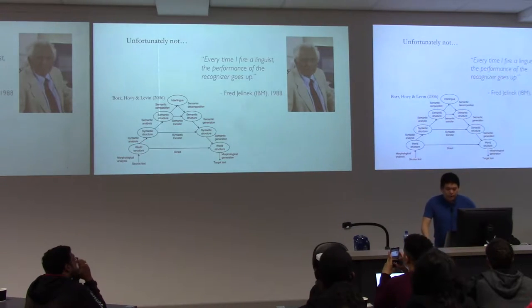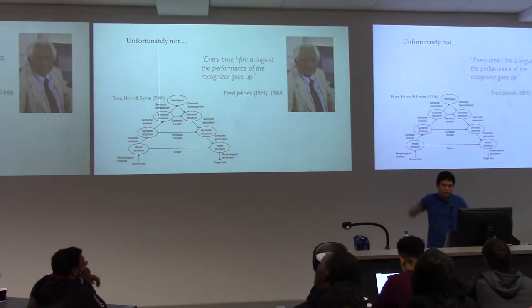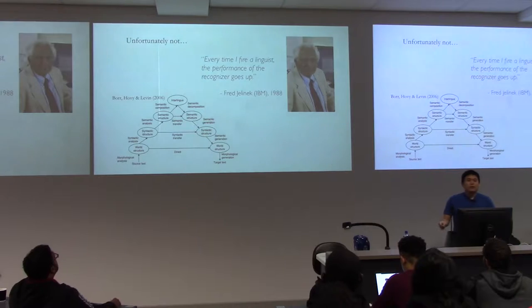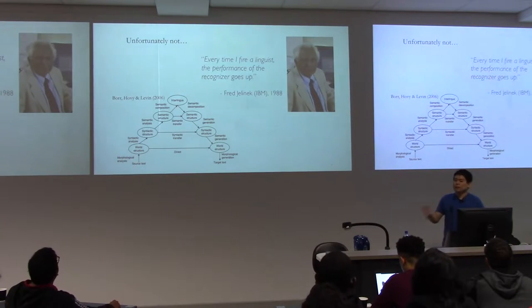So in the mid to late 80s, the people at IBM, led by Fred Jelinek, realized that, okay, perhaps it is not the linguistics that you need, but it's more the statistics and the information theory you need in order to build a machine translation system.